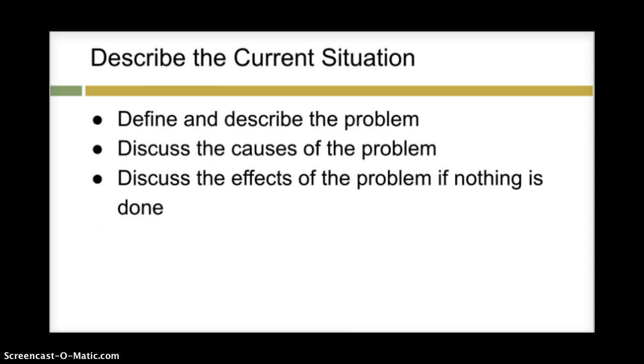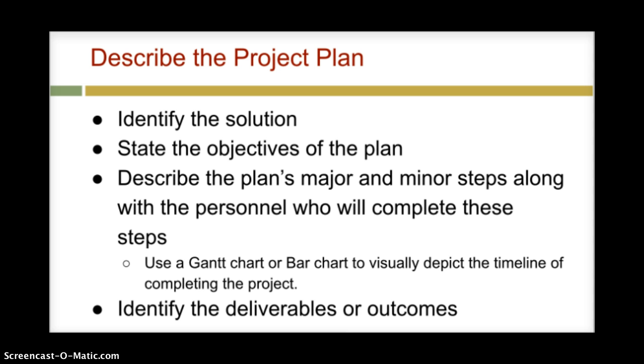Okay, moving into the body of the proposal. The first section is to describe the current situation. So define and describe the problem, discuss the causes of the problem, and then discuss the effects of the problem if nothing is done. After that, you would move into your project plan. And here you would want to identify what your solution is for 3M's GLP. You want to state your objectives for this plan, and then describe the plan's major and minor steps along with the personnel who are going to complete these steps.